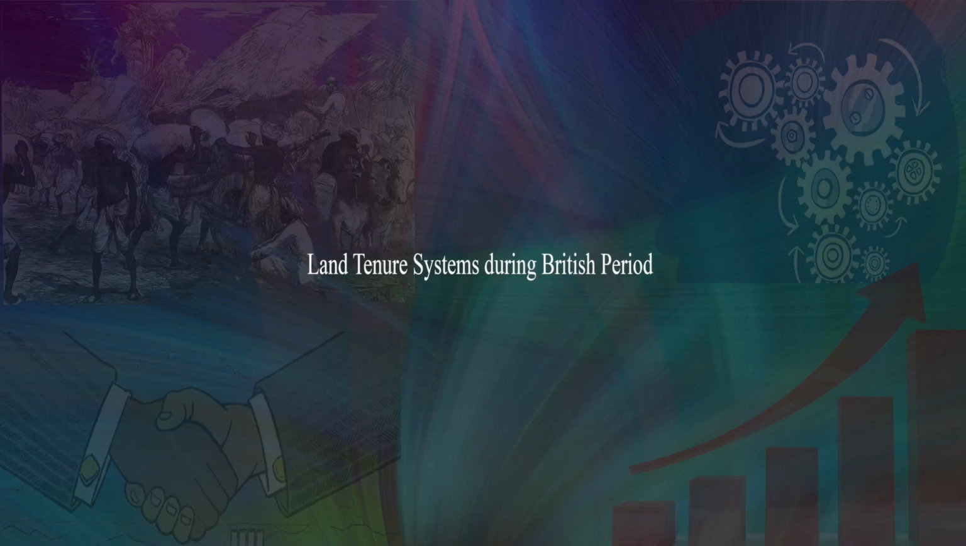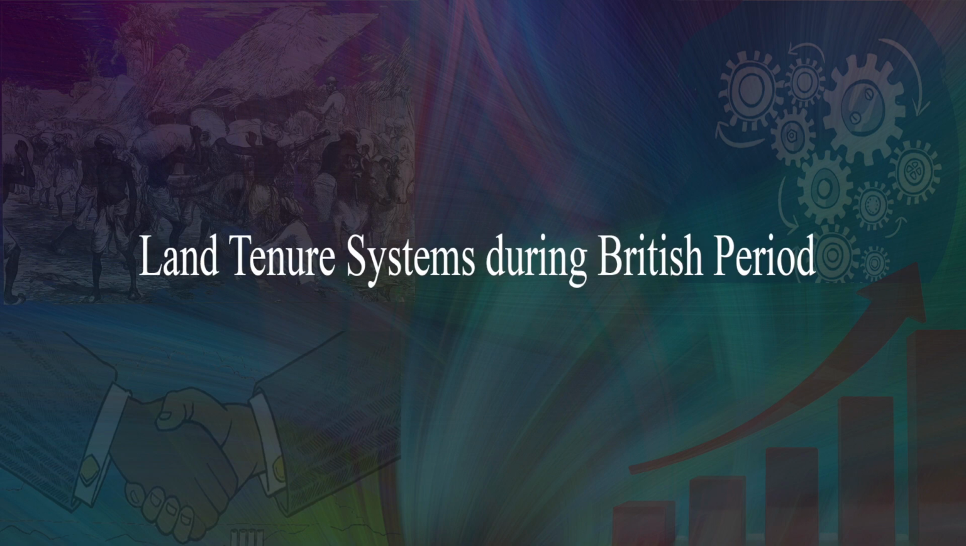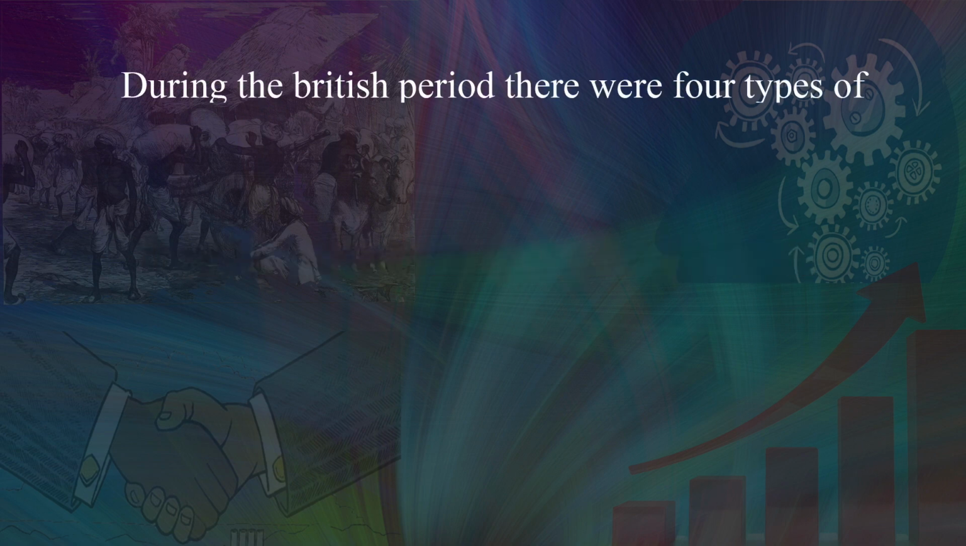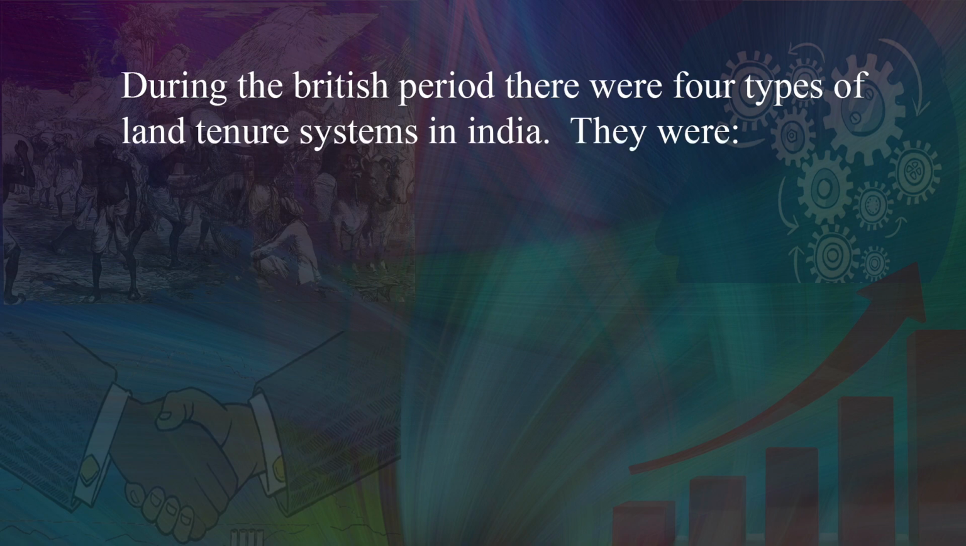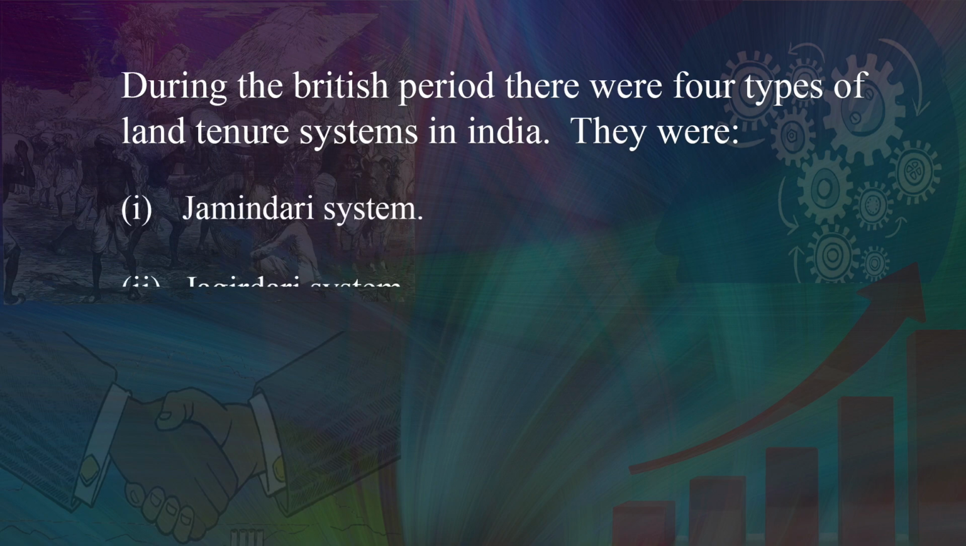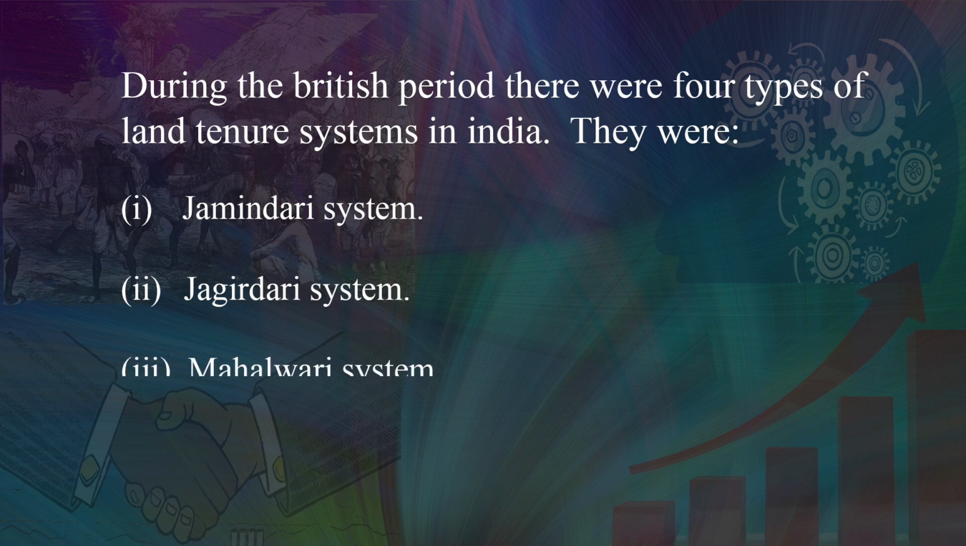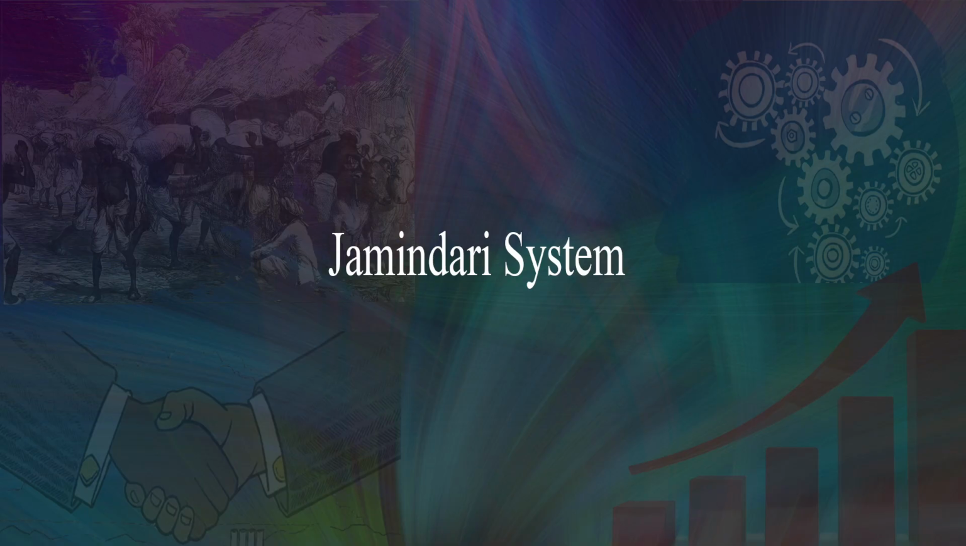Now let us discuss about the land tenure system during British period. During the British period, there were 4 types of land tenure systems in India. They were: number 1, Jamindari system; number 2, Jagirdari system; number 3, Mahalwari system; number 4, Raitwari system. Now let us discuss about these land tenure systems. The first one is the Jamindari system.